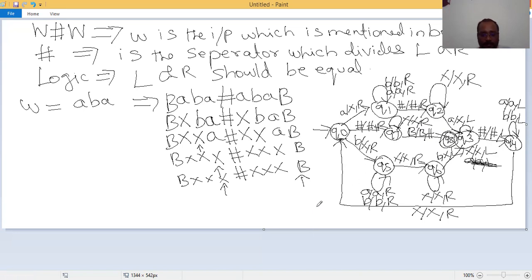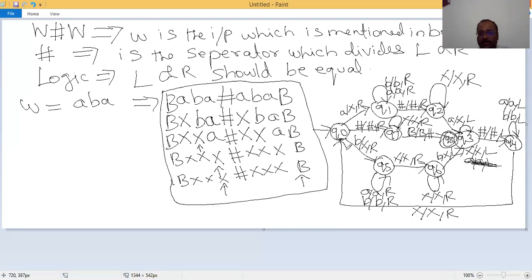So this is how we can perform W hash W in a Turing machine. This part represents the instantaneous description for this problem in the Turing machine, and this right hand side is represented as the automated diagram in the Turing machine. Okay, thank you.